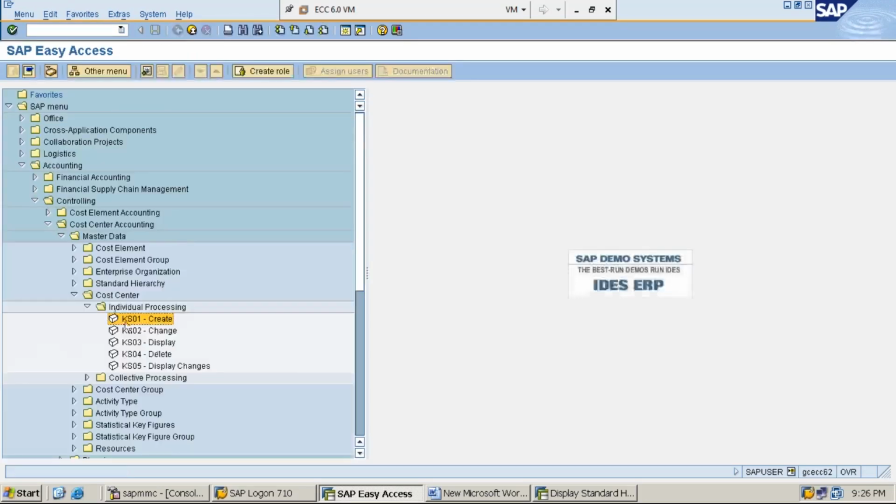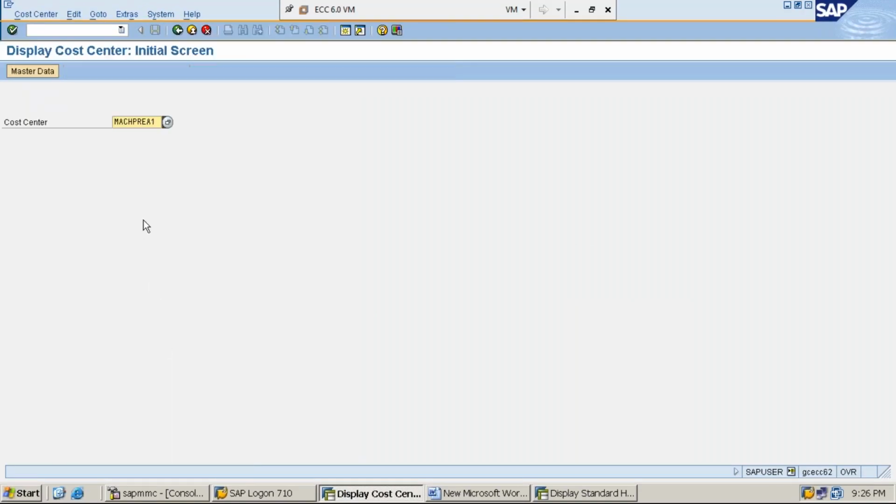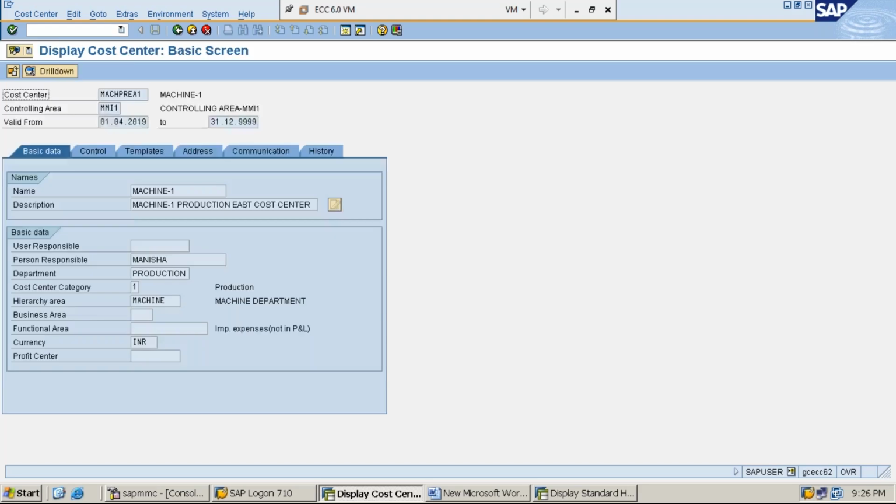Step number 3, this is KS01, right? Yes. Now instead of KS01, we will go with KS03. Same path: accounting, controlling, cost center accounting, master data, cost center, individual processing. Double click on KS03 display. Give the cost center code MACHPREA1. MACHPREA1: Machine group, production department, East. Press enter. This is how you can display the cost center.